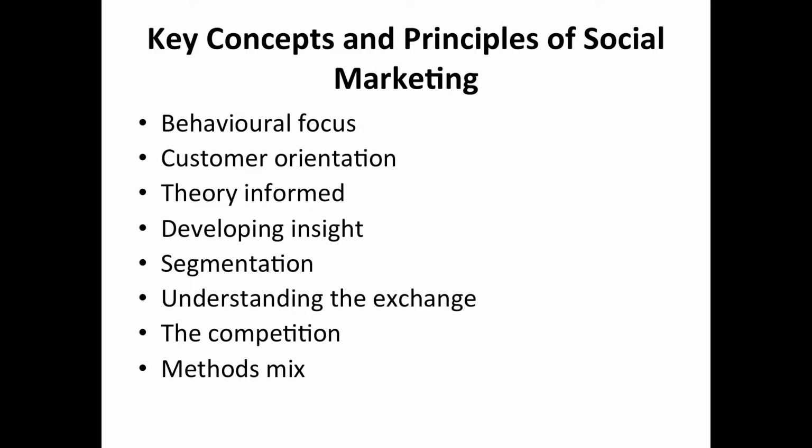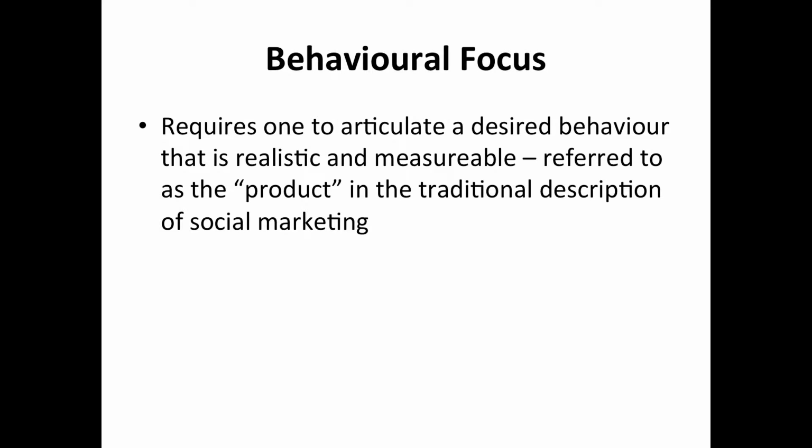French et al. 2010 took the concept of the 4 Ps and came up with their own key concepts and principles of social marketing. These include behavioral focus, customer orientation, theory-informed, developing insight, segmentation, understanding the exchange, the competition, and methods mix. The first key concept is behavioral focus, and this relates to the product of social marketing. It requires one to articulate a desired behavior that is realistic and measurable. For example, booster seat uptake for end use.